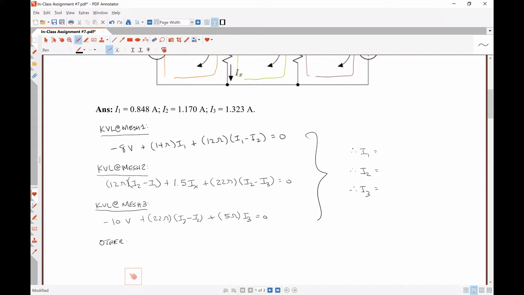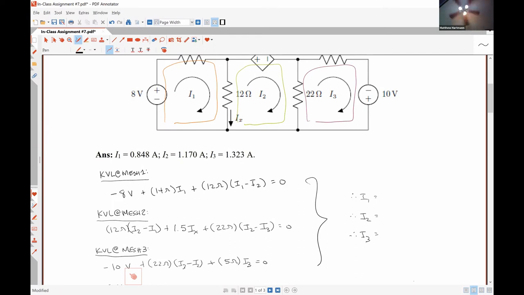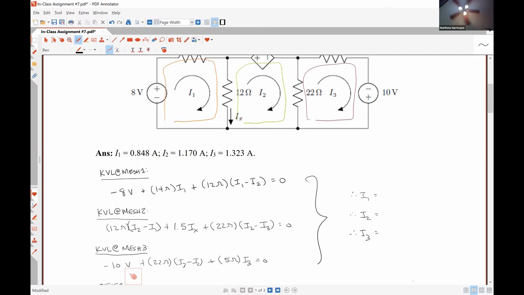I1 minus I2. I1 plus I2. So it will be I1 minus I2, because as we follow the currents through that branch containing the 12-ohm resistor, Ix is directed down. When I1 goes about its clockwise path through that 12-ohm branch, it is in the down direction, which is the same direction as Ix, and I2 is in the opposite direction. It's flowing up, so that's why it gets the minus sign. So I2 is flowing opposite of Ix, so it gets the minus sign. I1 is flowing in the same direction as Ix, so it gets the positive sign.